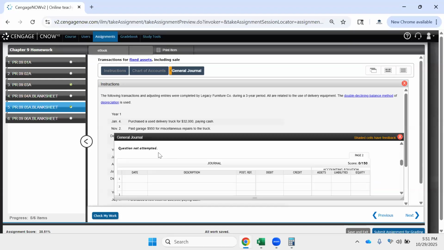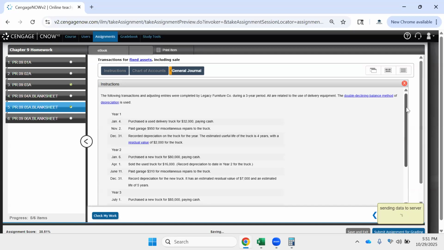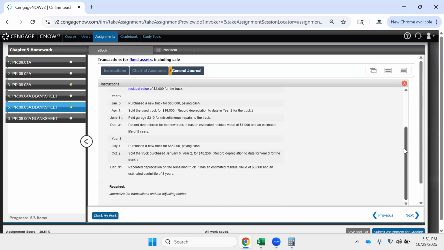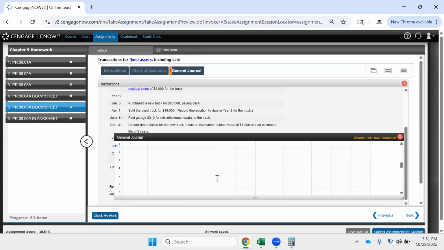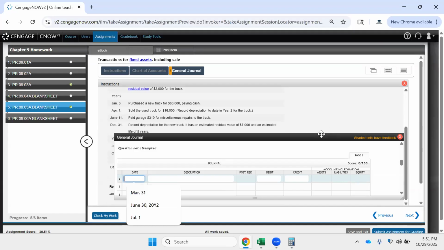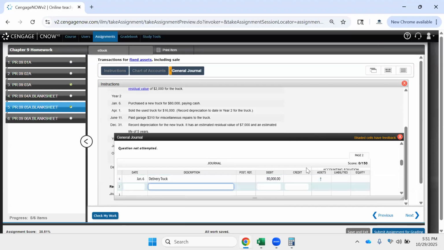For year two, we purchased a new truck for $80,000 in cash. So we'll record the purchase of the new truck. And it is correct. We debit the same account for delivery truck, but in the fixed asset subledger, it will show as a separate delivery truck.